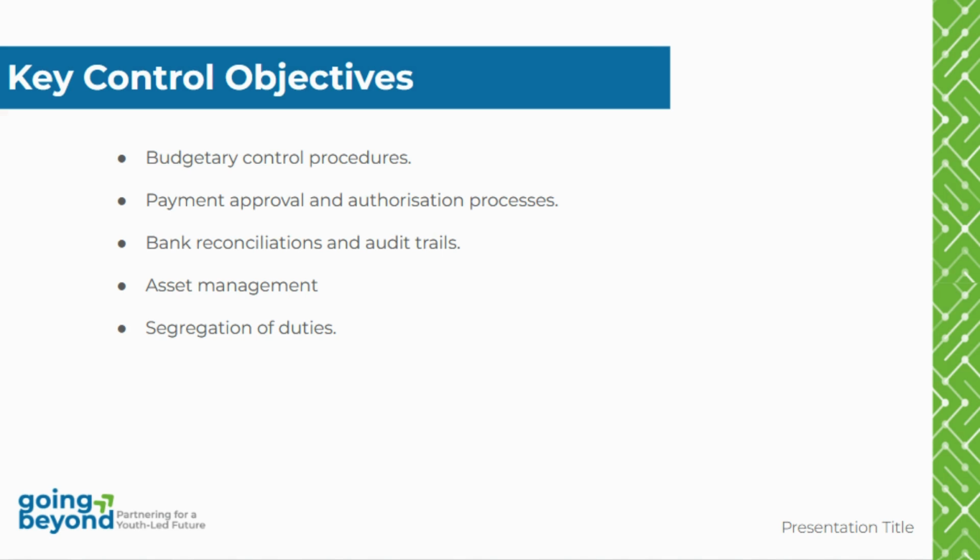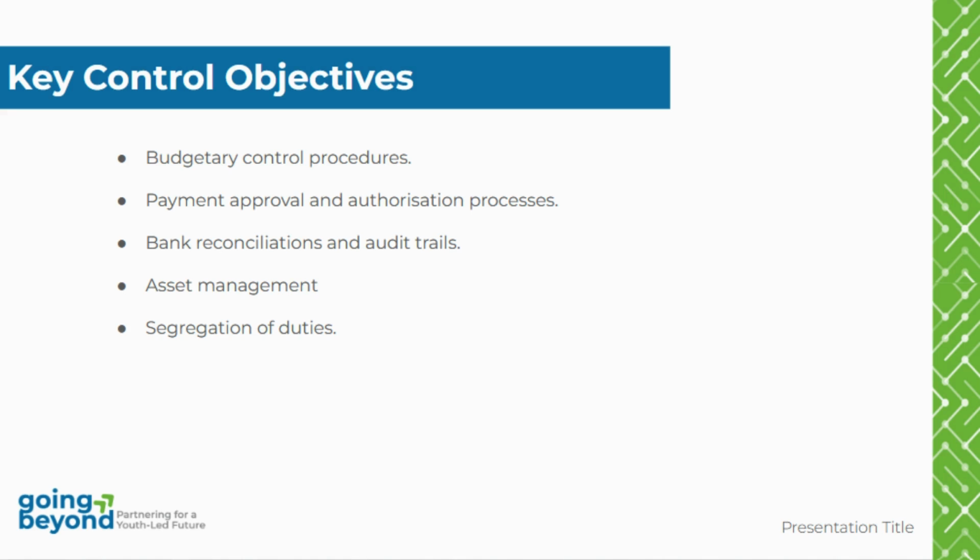Payment approval and authorization processes. All payments must go through a rigorous certification and approval process to validate that they are accurate, legitimate, and in line with the organizational policies. Bank reconciliations and audit trails. Regular bank reconciliations ensure that financial records match actual bank balances, minimizing discrepancies. Maintaining a clear audit trail from payment requests to supporting documents ensures accountability and traceability.